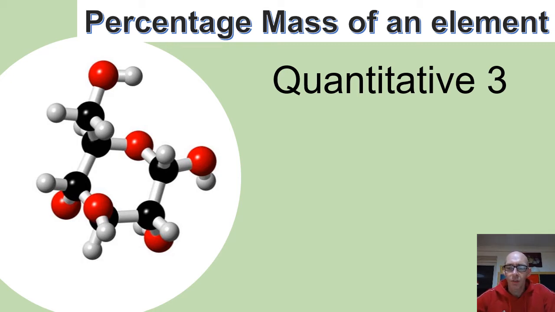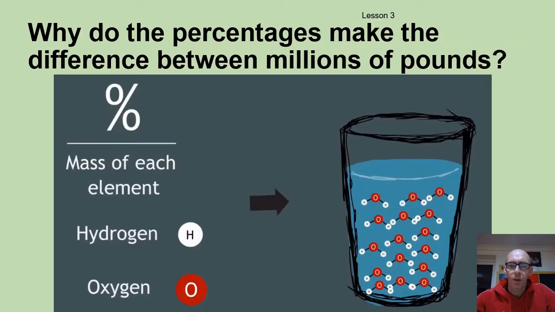Okay, welcome to lesson 3 of quantitative chemistry, and we'll go through a little bit of what we've done before. In the last lesson we worked out for something like hydrogen how much it weighs, and that was the relative atomic mass. You look on your periodic table, and hydrogen is 1.